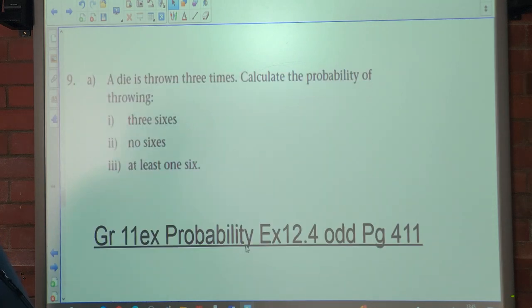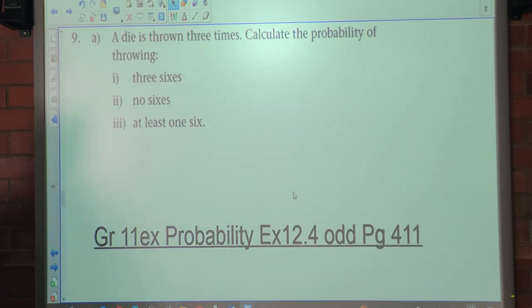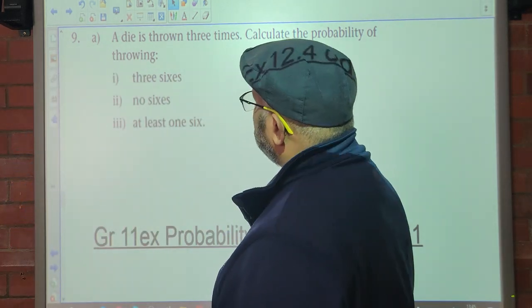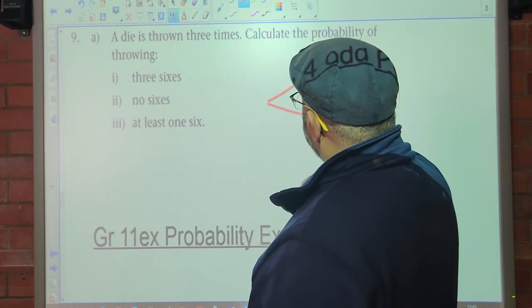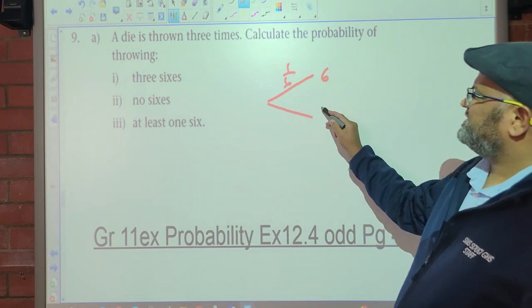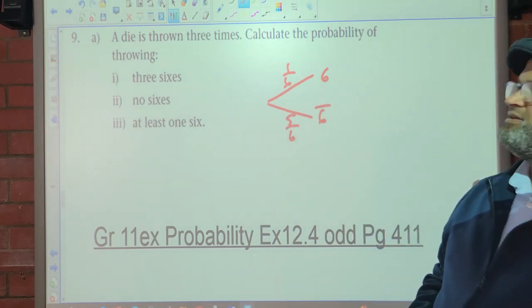Number 9. A die is thrown 3 times. Calculate the probability of throwing 3 sixes. So what's the probability of you tossing a 6? 1 out of 6. And no 6s? 5 out of 6. Can you see that?